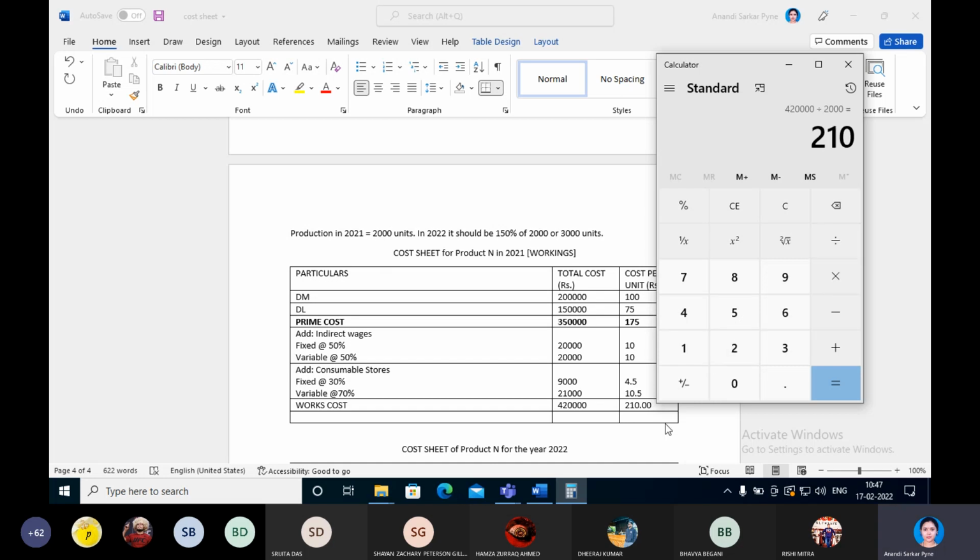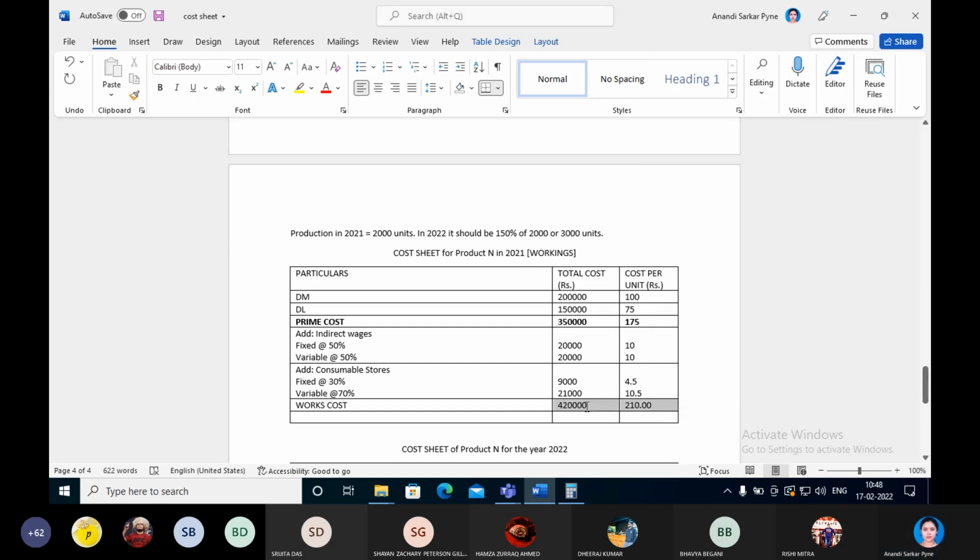You can get the works cost, or you can add all this up, then also you will get this. So this way you can cross check whether you're doing right or wrong. So 10 plus 10 is 20, then 24.5, 25, and 35, 35 plus 175, that is 180, and 210. That is works cost. Understood? Yes, ma'am.